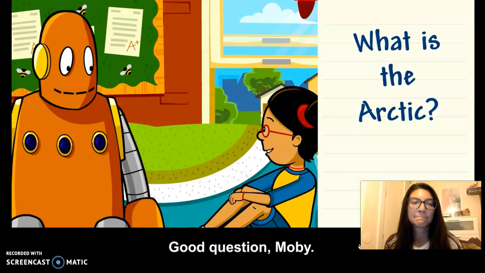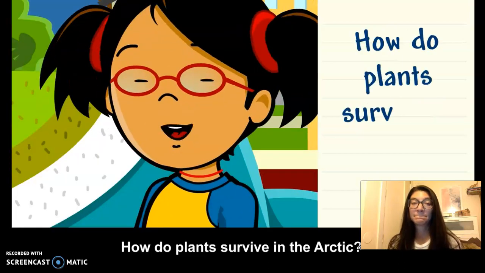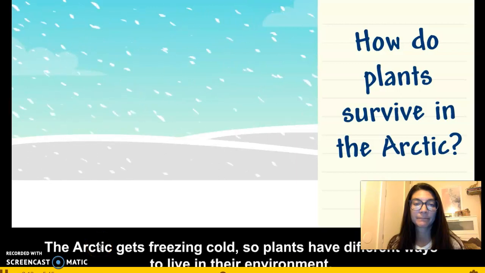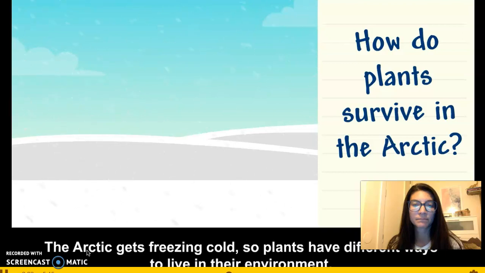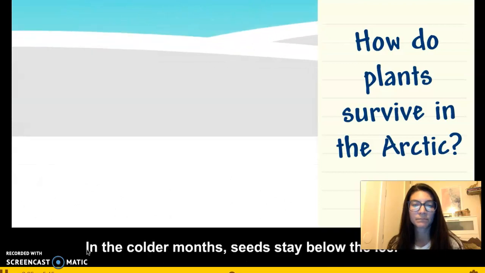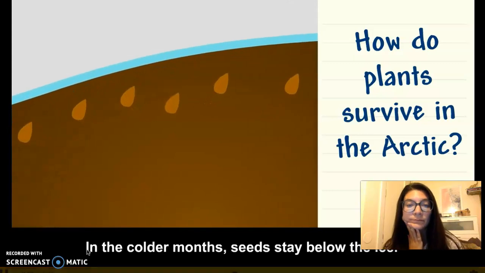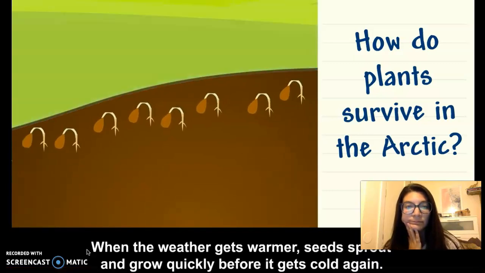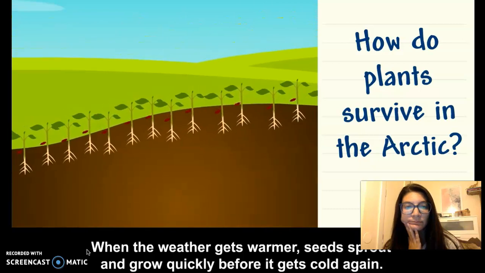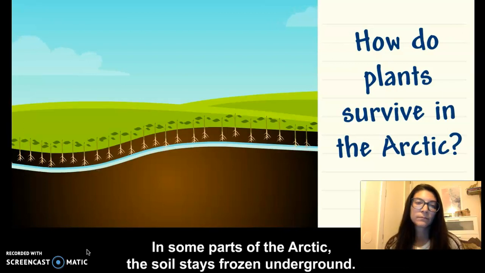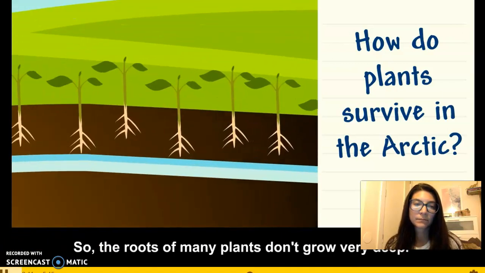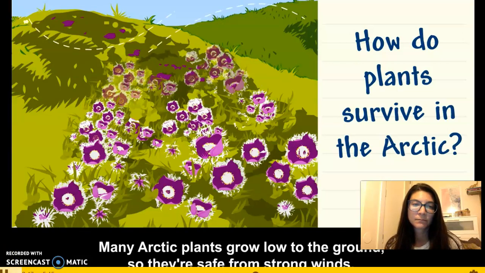Good question, Moby. How do plants survive in the Arctic? The Arctic gets freezing cold, so plants have different ways to live in their environment. In the colder months, seeds stay below the ice. When the weather gets warmer, seeds sprout and grow quickly before it gets cold again. In some parts of the Arctic, the soil stays frozen underground. So, the roots of many plants don't grow very deep. Many Arctic plants grow low to the ground, so they're safe.